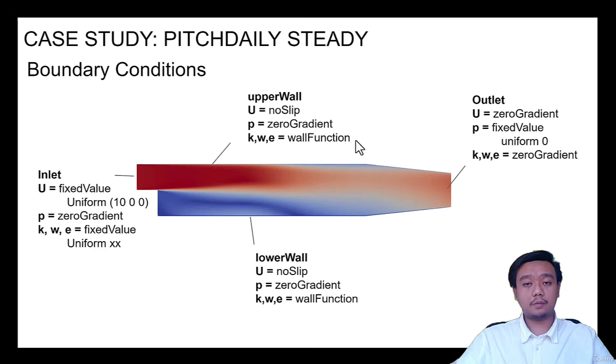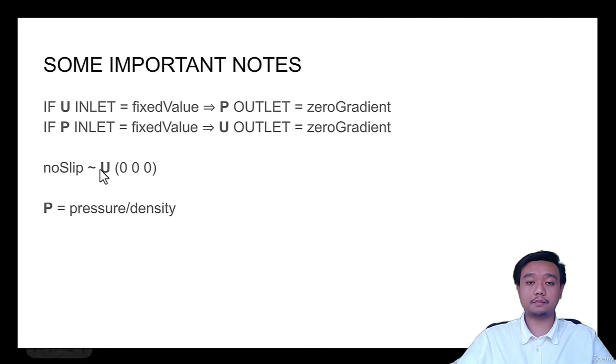And the turbulent condition for the wall is the wall functions, which will also be defined later in the turbulent part. And these are some important notes that I said earlier: if you use the specified inlet value, the pressure on the outlet must be zero gradient. And if you want to input the specified pressure condition in the inlet, the outlet velocity must be zero gradient.